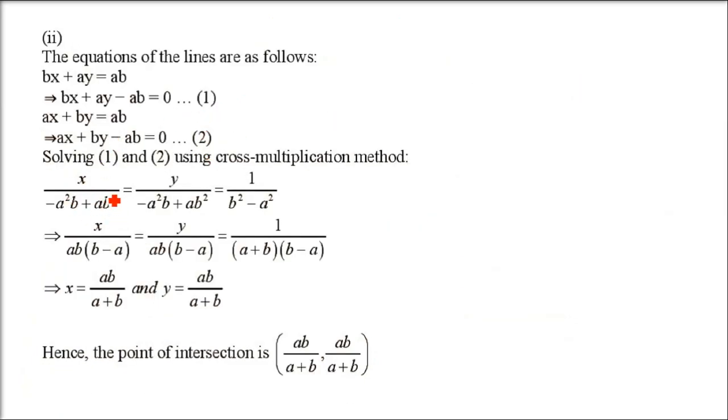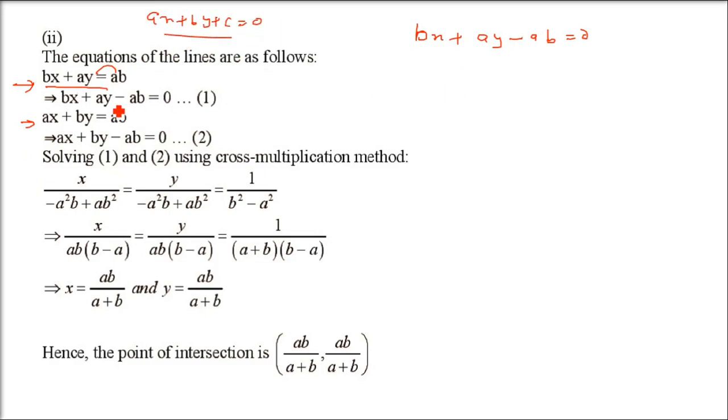Now the same thing with this one also. We have to make this equation in a proper form. The equations given are bx plus ay equals ab and ax plus by equals ab. We'll try to put these in the ax plus by plus c form, that is the standard form. The first one I am taking is bx plus ay minus ab. I have taken ab on the left hand side.